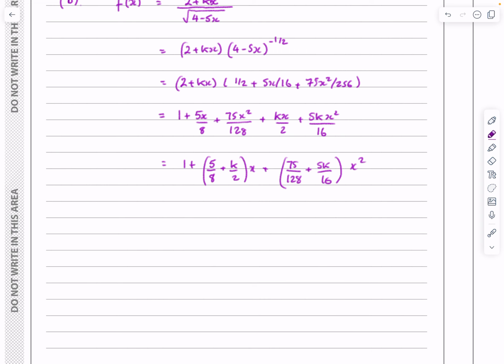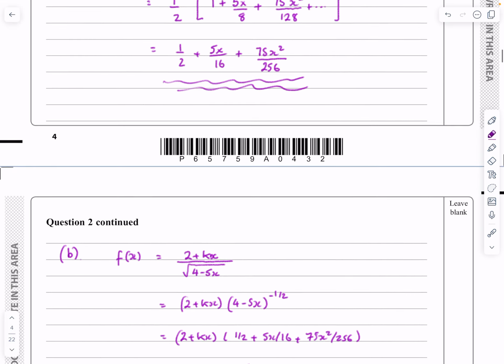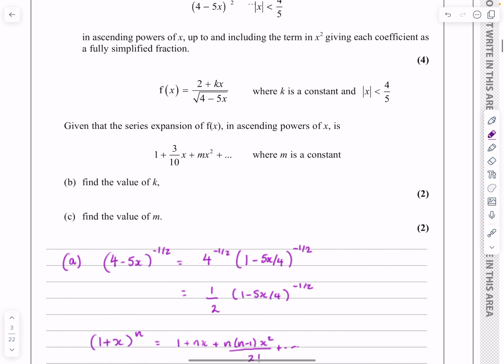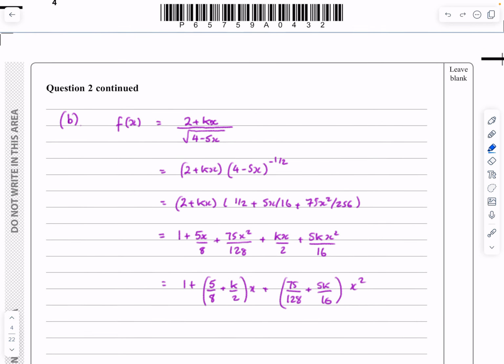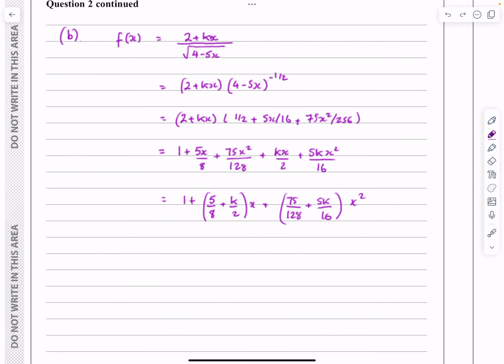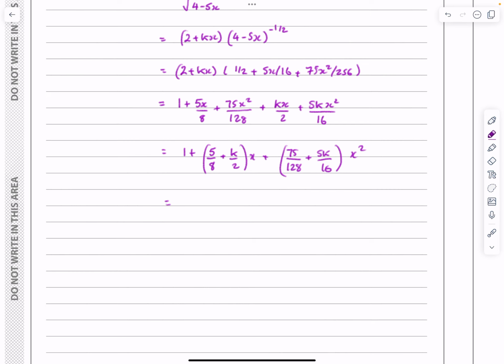Now, if we go back and look at what they said over here, that's going to be the same as 1 plus 3/10 x plus m x squared. So if I do that, what I can now do is equate the coefficients. From that, that's going to give me k, and then that should give me m once I've worked out k. Let's do the first part.